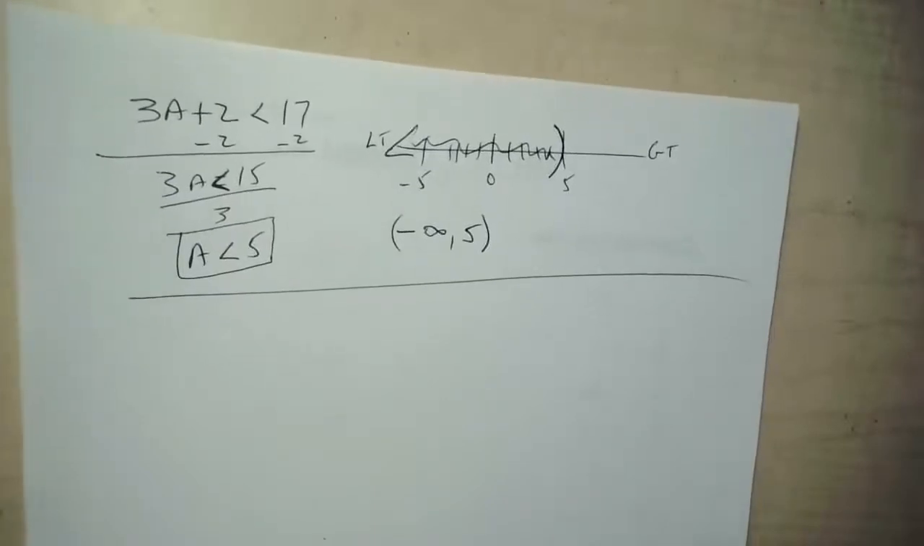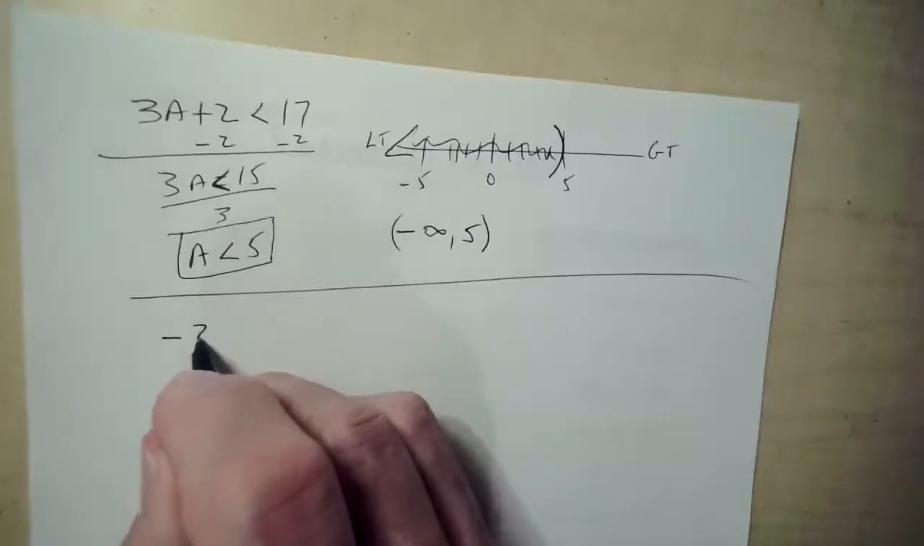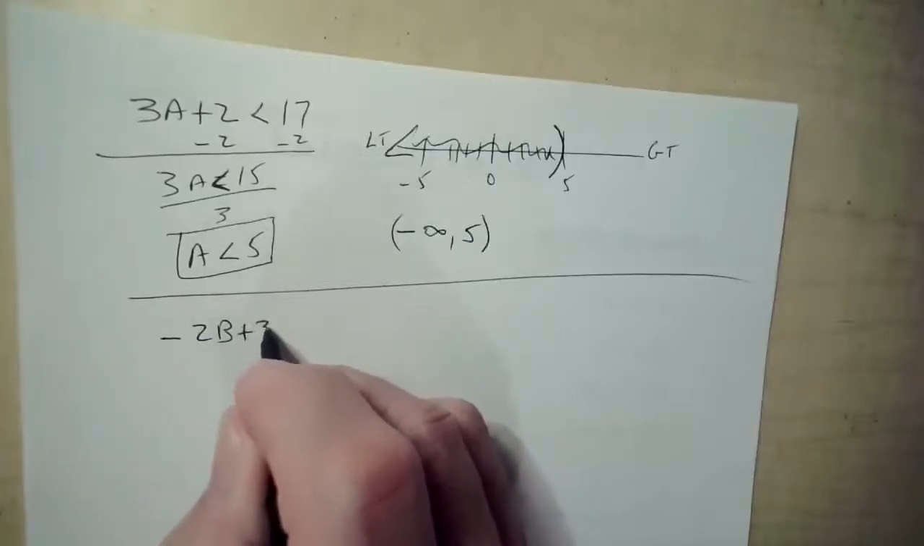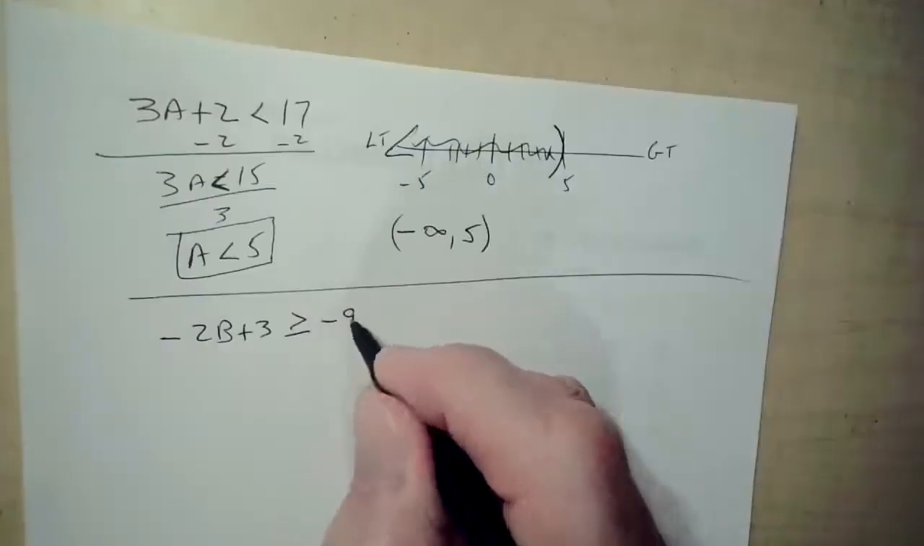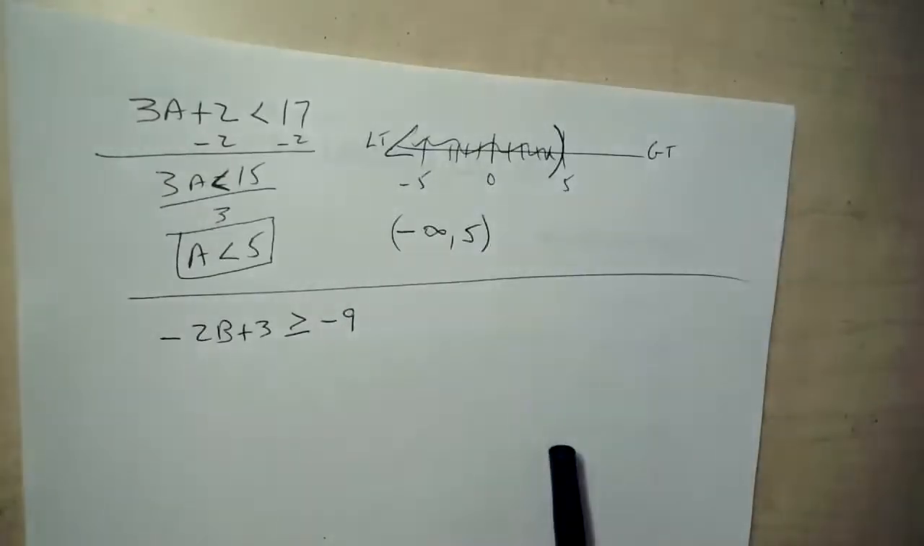Okay. Negative 2b plus 3 greater than or equal to negative 9. We got all these negative numbers in here.